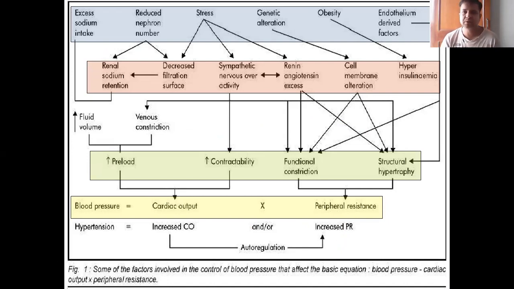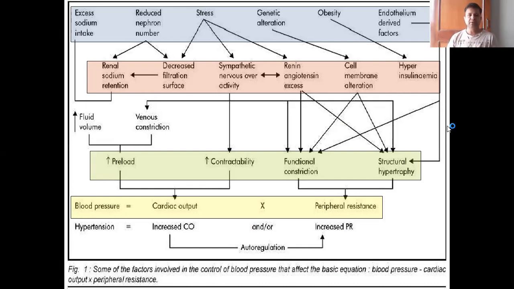In this figure, you can see some of the factors involved in controlling blood pressure that affect the basic equation, that is blood pressure equals cardiac output into peripheral resistance. So excessive sodium intake, reduced nephron number, stress, genetic alteration, obesity, and endothelium derived factors. These are all factors involved in hypertension.